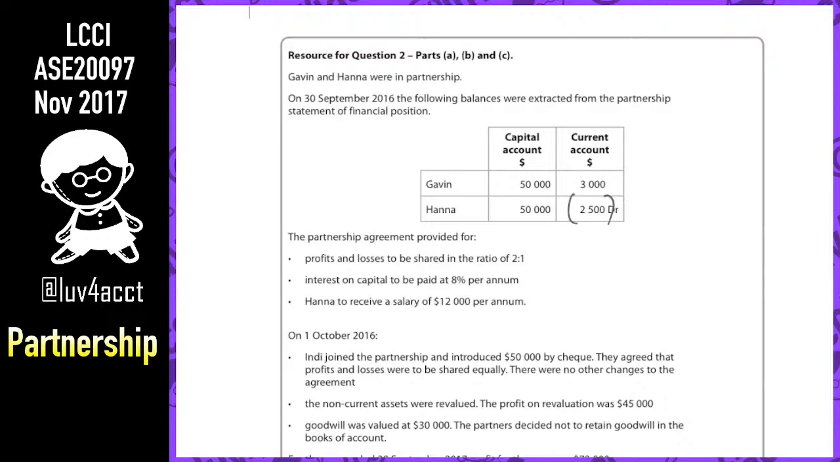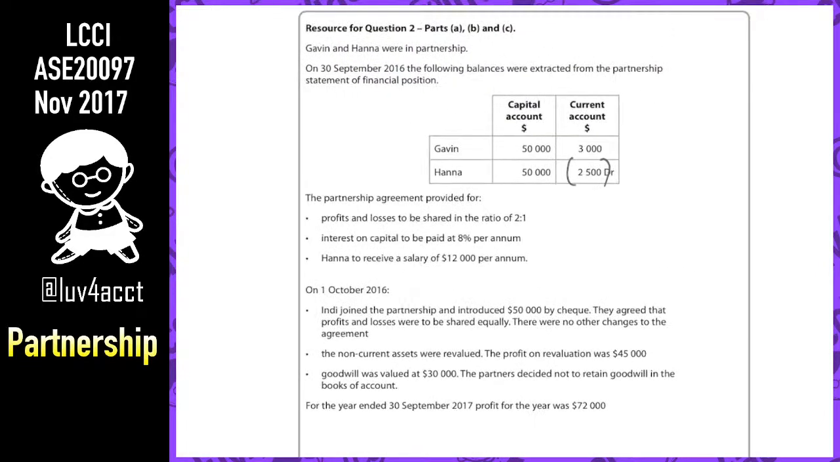The partnership agreement provided for sharing profit and losses in a ratio of 2:1, interest on capital to be paid at 8%, and then Hannah received a salary of 1,200. On the 1st of October, year 2016, that is 1 year afterwards, Indy joined the partnership, introducing 50,000 by cheque. They agreed that profit and losses should be shared equally, and there were no other changes in the agreement. So still 8% per annum, and then Hannah received 12,000 for salary.